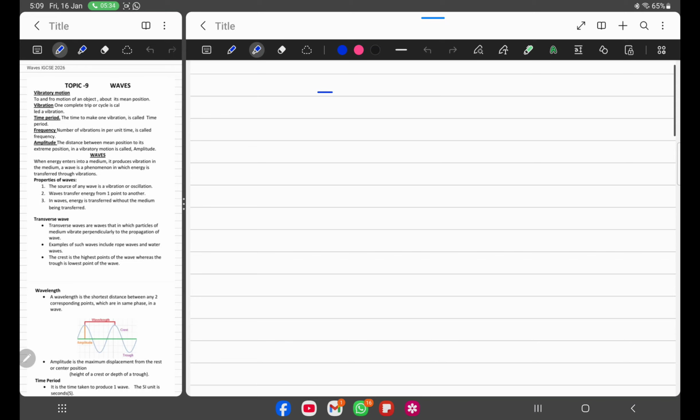The first definition you should know: what is a vibratory motion? Consider this is a metal bob, and this metal bob is suspended with an inextensible string, suspended vertically. Right now, the sphere is in equilibrium. So this position we can say equilibrium position, or midpoint, or mean position, etc.